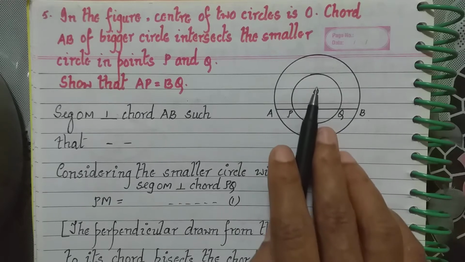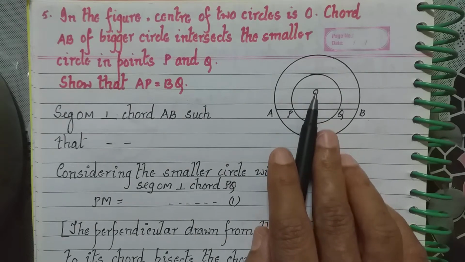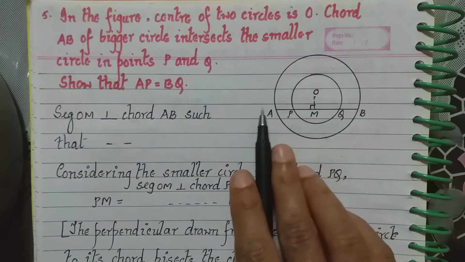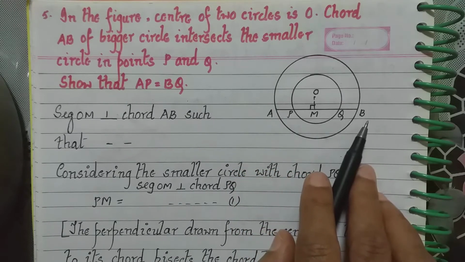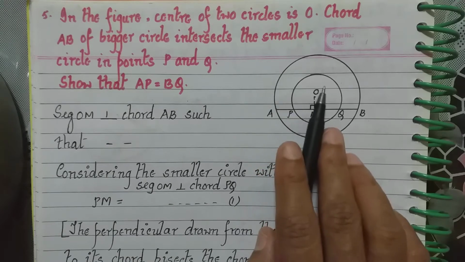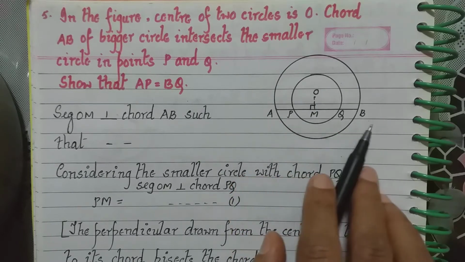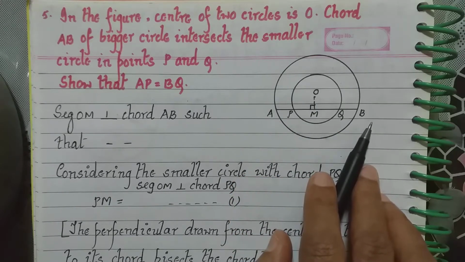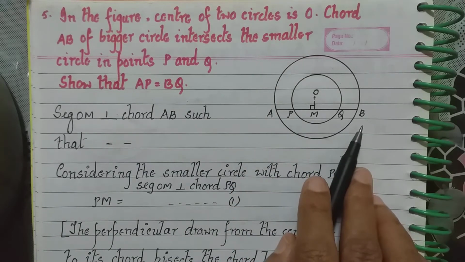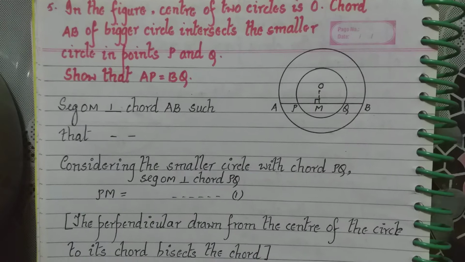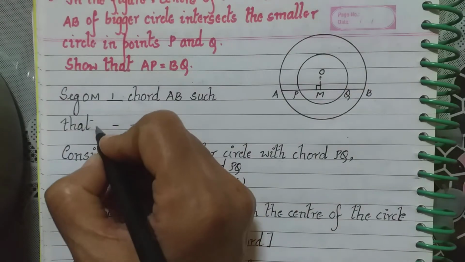Now what do we do? First of all, we write that segment OM is perpendicular to chord AB, such that M lies between A and B. So we write A-M-B.